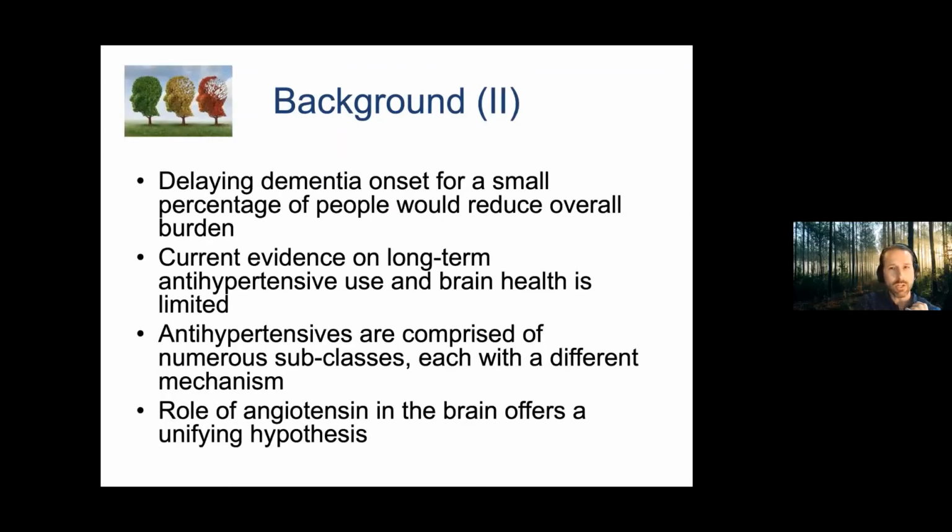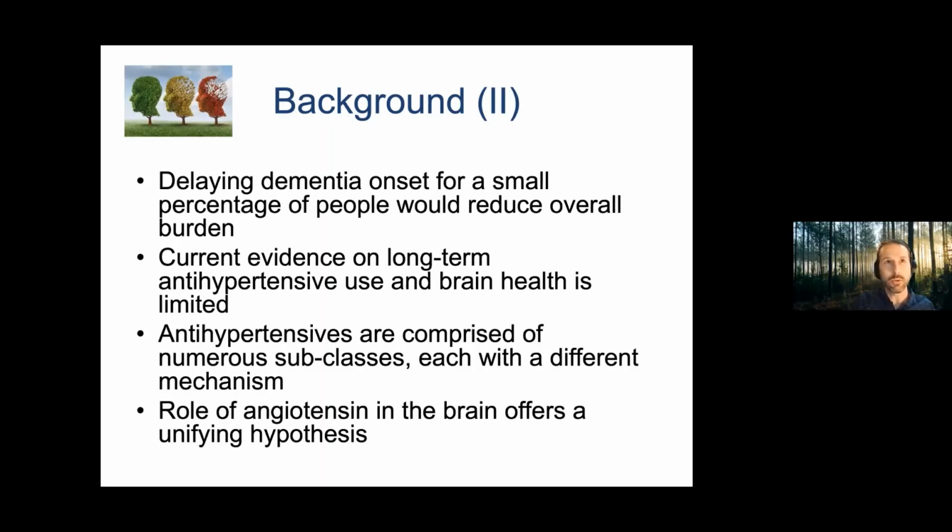A little bit more background. We know that delaying dementia onset for even a small percentage of people would reduce the overall burden. So it doesn't take much benefit to make a significant public health impact. But the current evidence in this space is limited in that people have used a variety of different study designs, comparison groups, as well as variation in their ability to control for confounding like blood pressure. We also know that antihypertensives are comprised of numerous subclasses. They all reduce blood pressure, but they do it by different mechanisms.